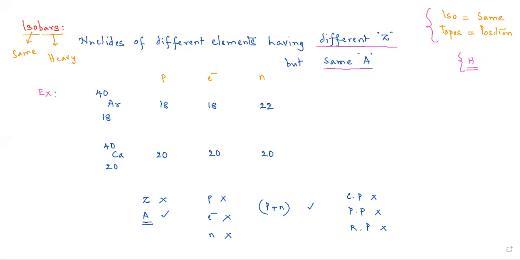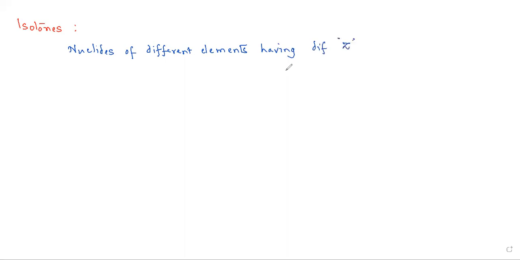Now, coming to isotones, these are the nuclides of different elements having different atomic numbers, different mass numbers, but the same number of neutrons. Very interesting. Number of neutrons will be the same in the isotones.